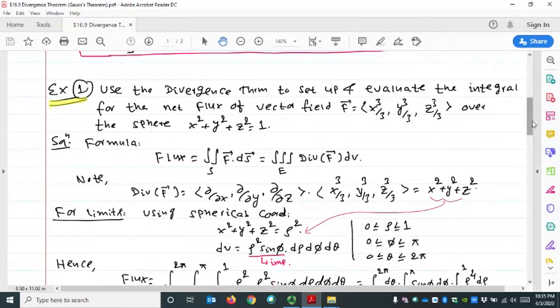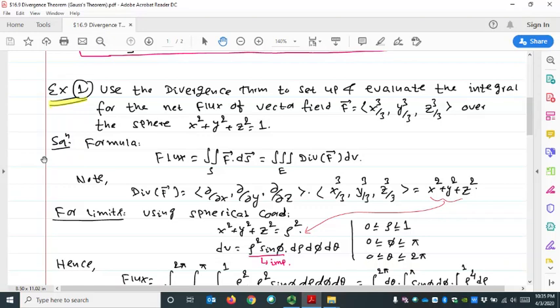That's better. So first, example 1: use the divergence theorem to set up and evaluate the integral for the net flux of the vector field, where the vector field is given as capital F equals x cubed over 3, y cubed over 3, z cubed over 3, over the unit sphere x squared plus y squared plus z squared equals 1.